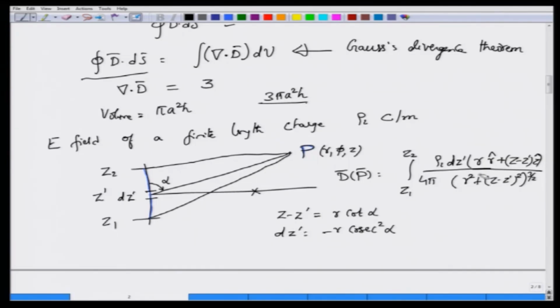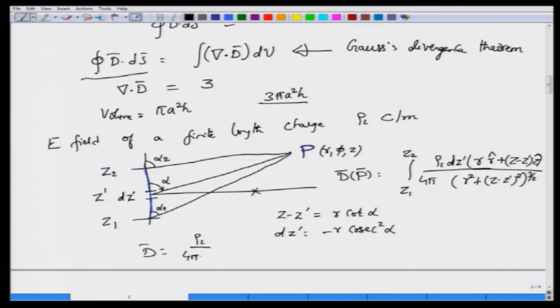What you have to see is that at the ends, there will be two extreme angles, alpha 2 and alpha 1. Alpha 1 will be the angle from the bottom portion of the line charge, at the below of the line charge, to the field point P, and alpha 2 will be the angle that the line from Z2 to P makes with respect to the Z axis. So, the limits of integral from Z1 to Z2 will be converted into the limits from alpha 1 to alpha 2. You can evaluate this integral and find that D field is given by rho L by 4 pi r.